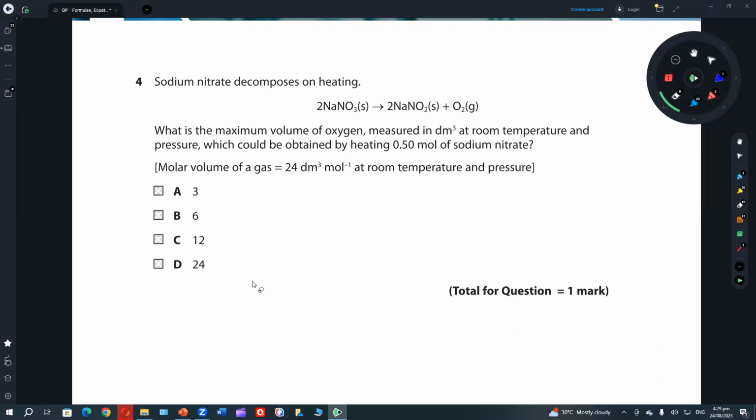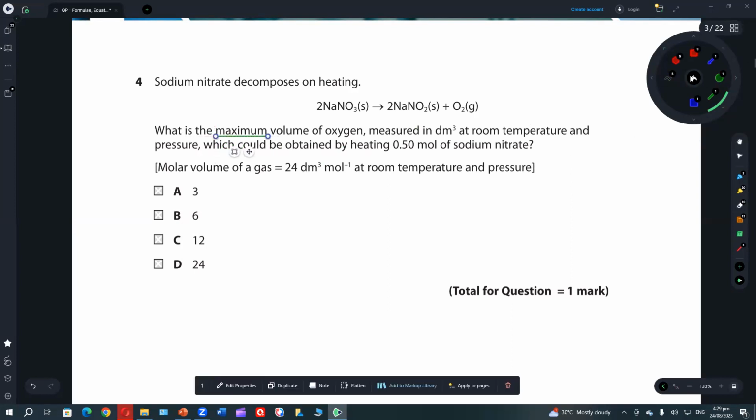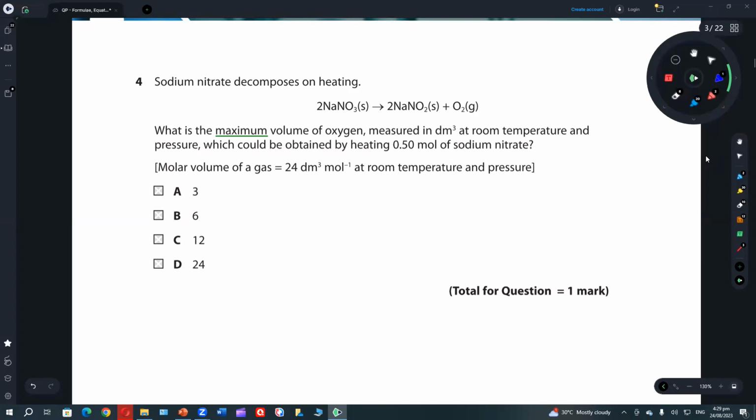Sodium nitrate decomposes on heating. What is the maximum volume of oxygen? Now, these words are always very tricky and should be underlined in the paper. He uses the word maximum. Measured in dm cube at room temperature and pressure, which could be obtained by heating 0.5 mole of sodium nitrate. Molar volume of a gas is 24 dm cube per mole at RTP. Room temperature and pressure is abbreviated as RTP.